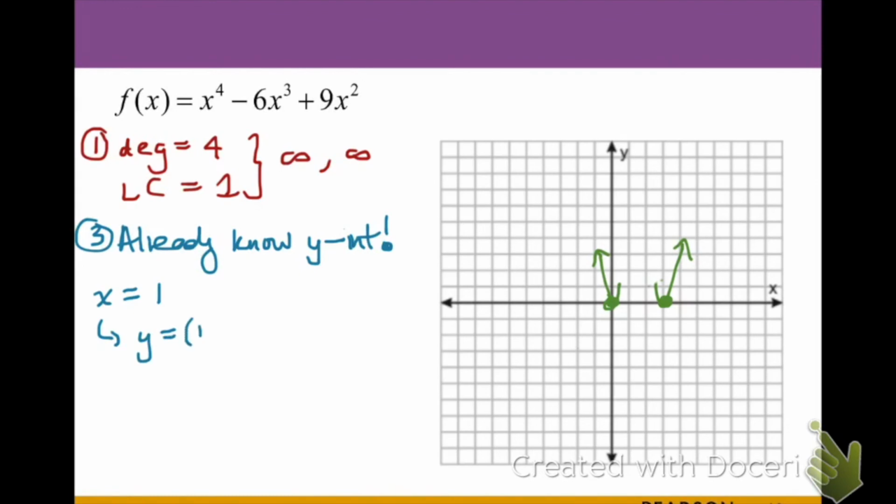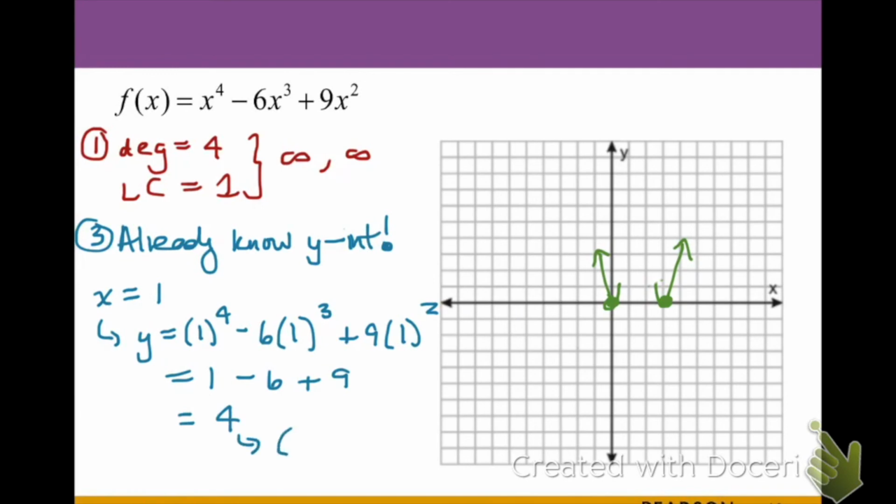So if we plug in 1, we're going to get 1 to the 4th minus 6 times 1 cubed plus 9 times 1 squared. If we simplify that, we take 1 minus 6 plus 9 and get a y value of 4. So that means at 1, our y value is 4. We can go ahead and graph that, giving us this W shape right here. Since we have a degree 4 polynomial, we're going to have at most 3 turns, and so this graph does match our number of turns properties.